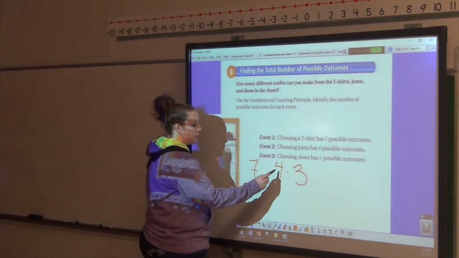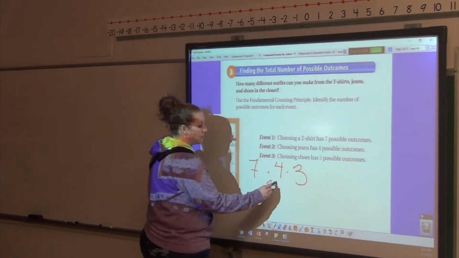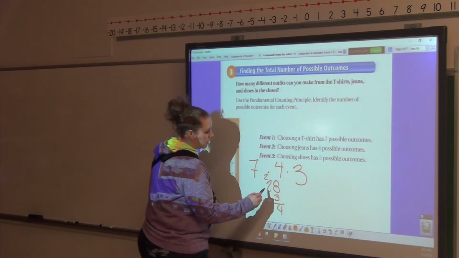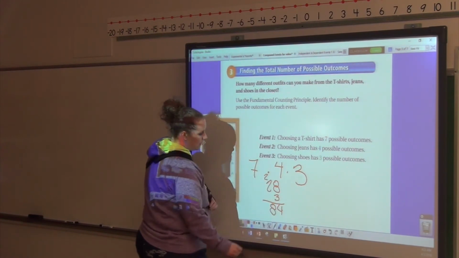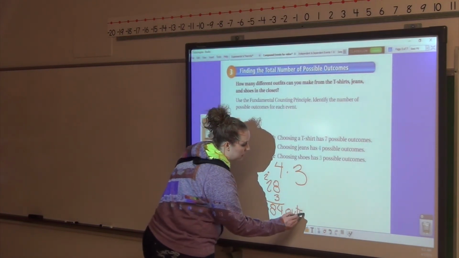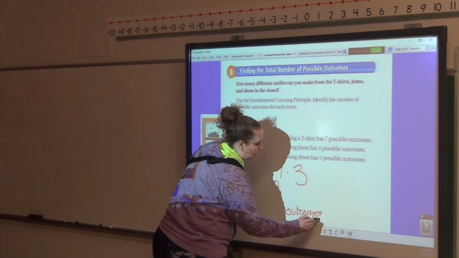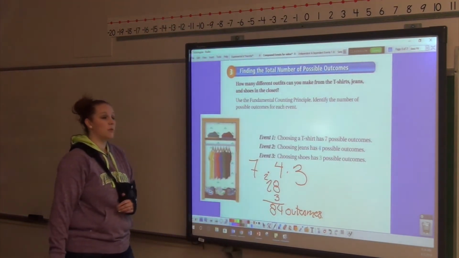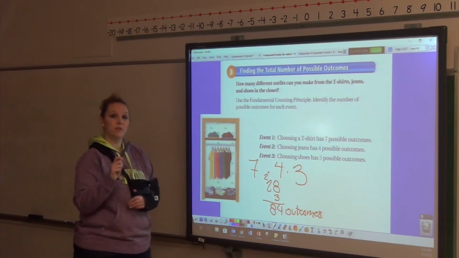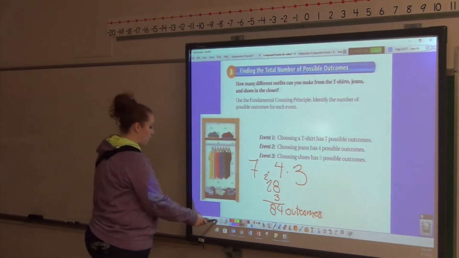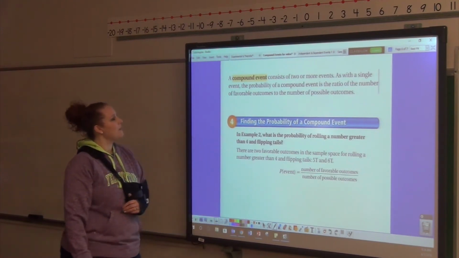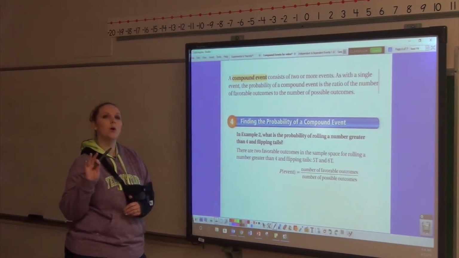So 7 times 4 is 28, and 28 times 3 is 84. 84 possible outcomes. Because we multiply our number of shirts times our number of jeans times our number of shoes, and we get 84 possible outcomes.